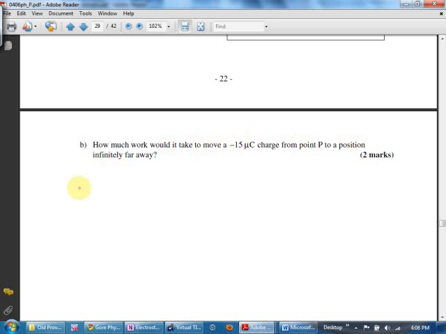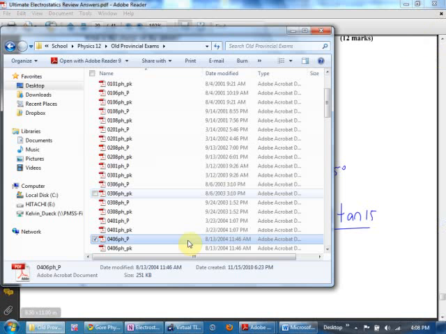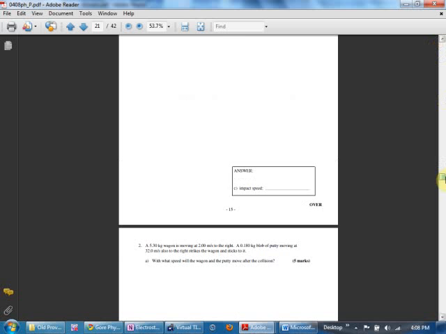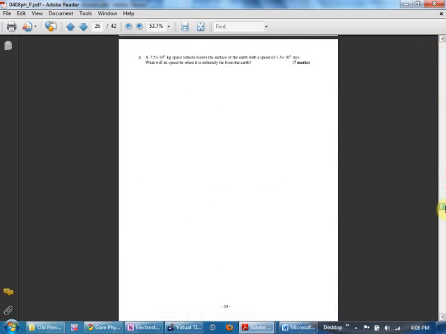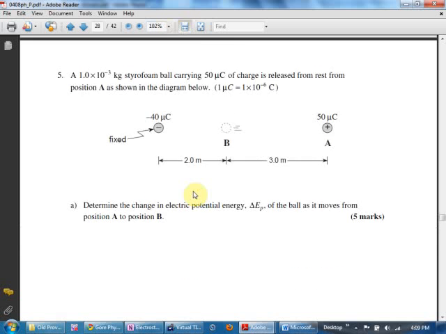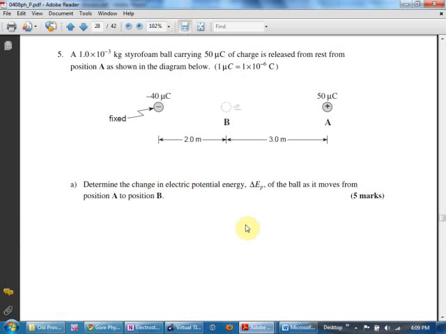And one more. That big styrofoam ball carrying 50 microcoulombs of charge is released from rest in position A, as shown below. So we have a fixed charge. It's released from rest. Which way is it going to want to move? So first thing it says, find the change in electric potential energy. Oh, and they were even nice enough to remind me it's not voltage. How nice of them.